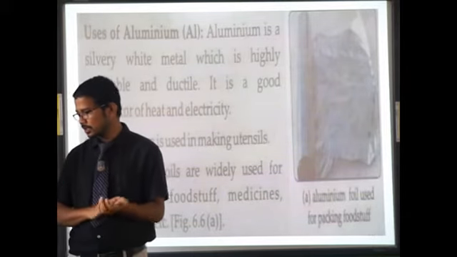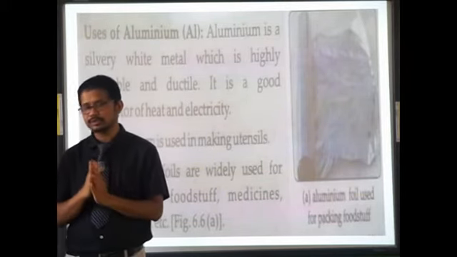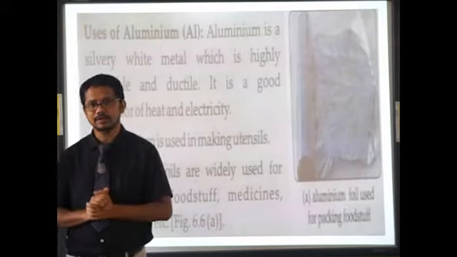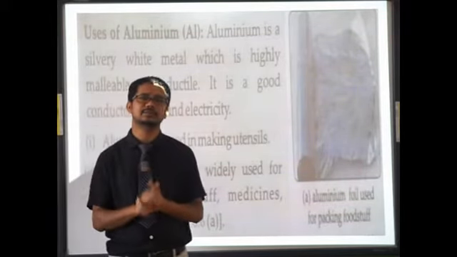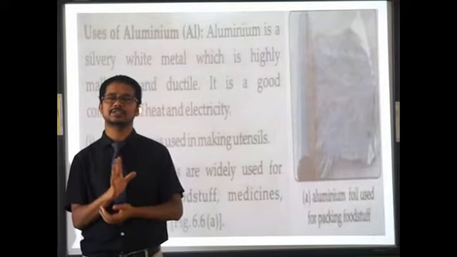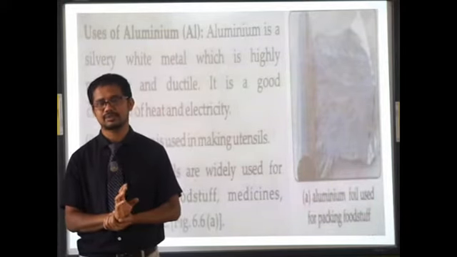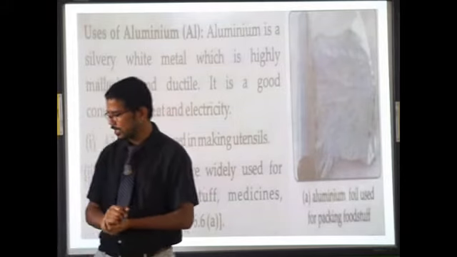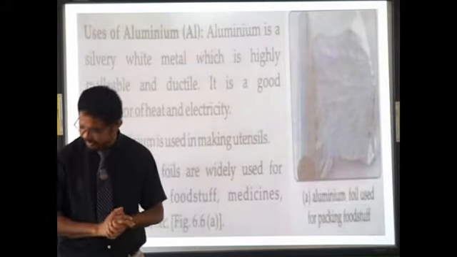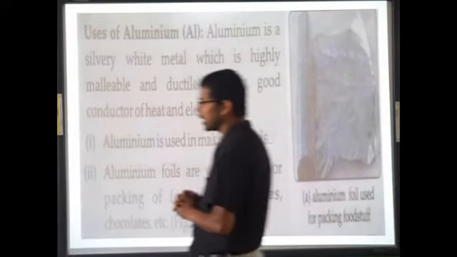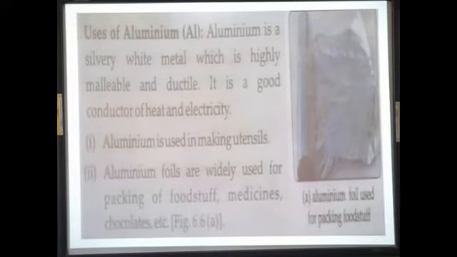So it is a good conductor. This aluminium is also a very good conductor of heat and electricity. Because of this, it is used in making wires, and it is used in making cooking wares, utensils. So aluminium, a white metal which is highly malleable, is used in making utensils. Aluminium foils are widely used for packing of foodstuff, medicines, chocolates, etc.